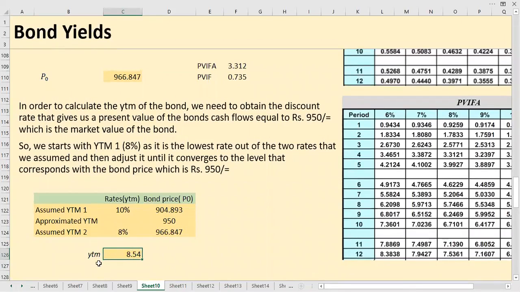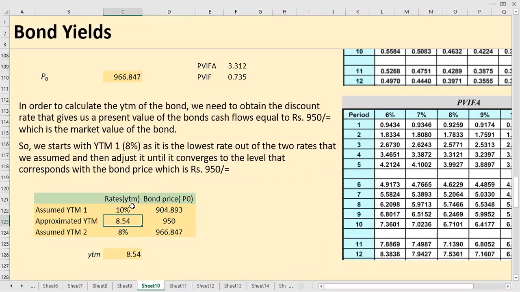8.54. That means if you want to achieve 950 as your target, your YTM value or required rate of return should be 8.54. So that is your yield to maturity value.